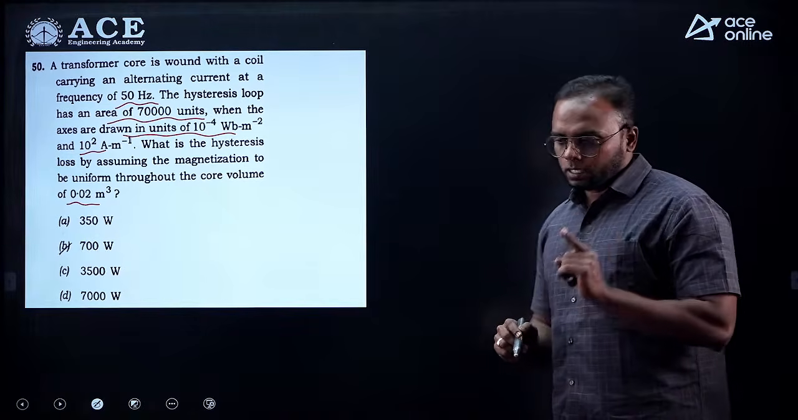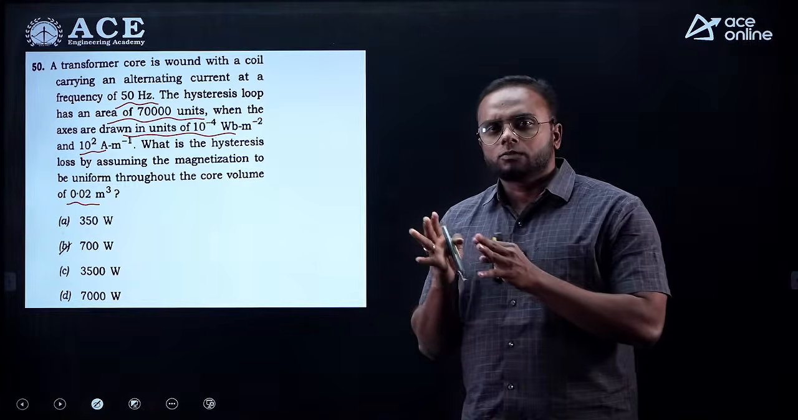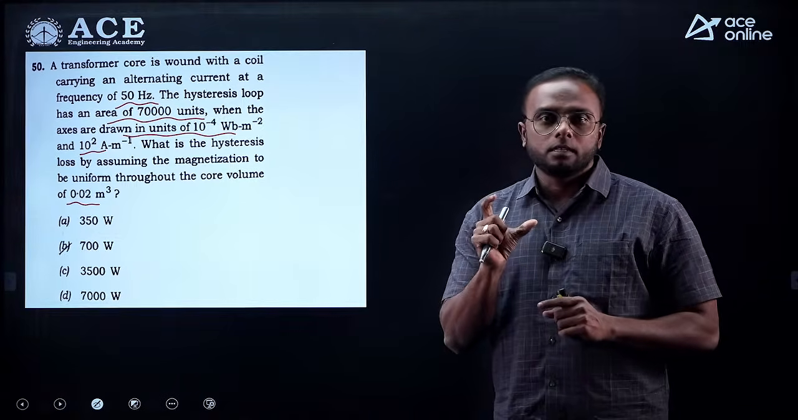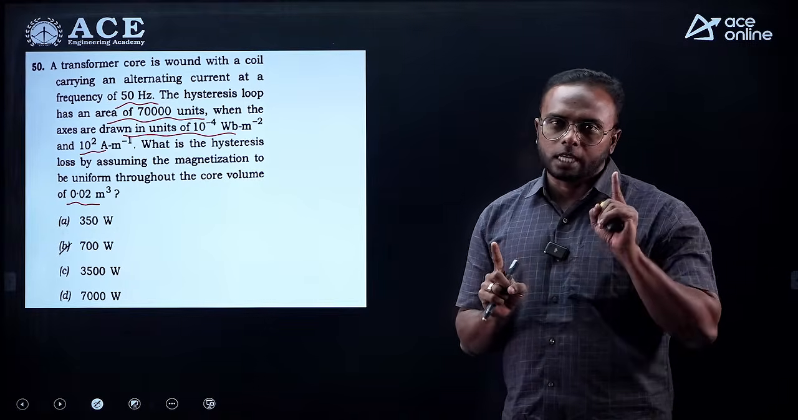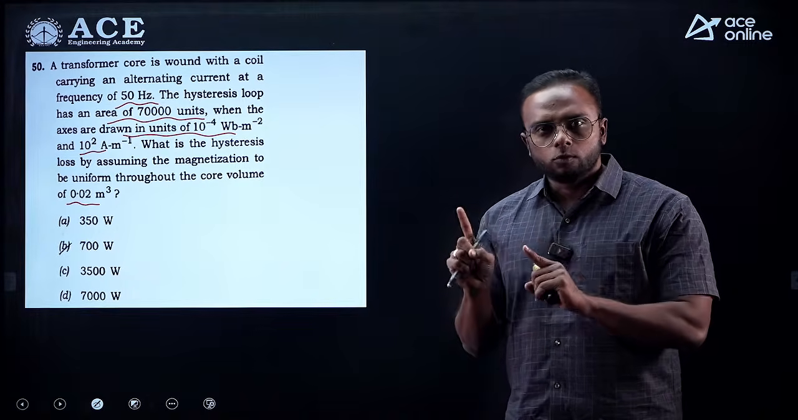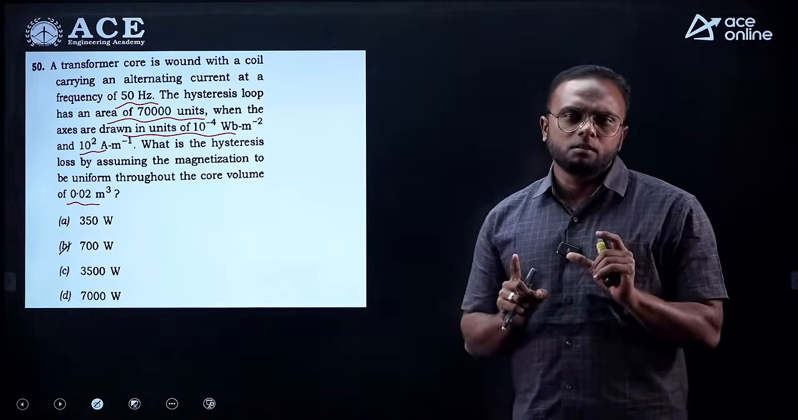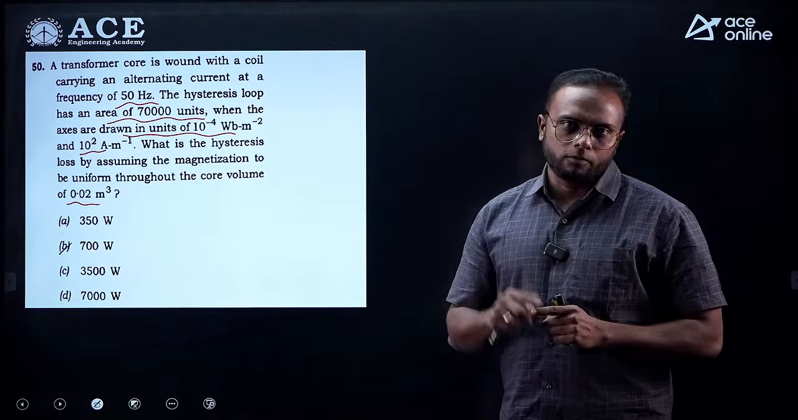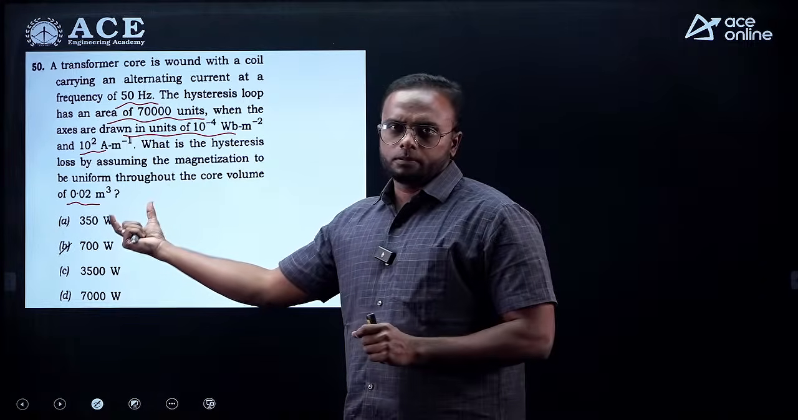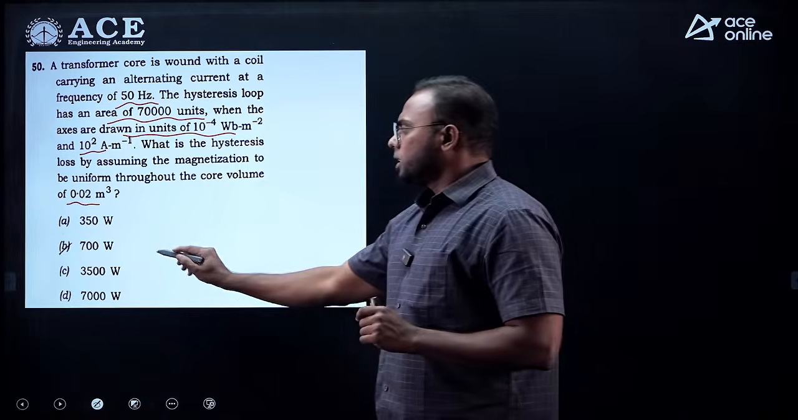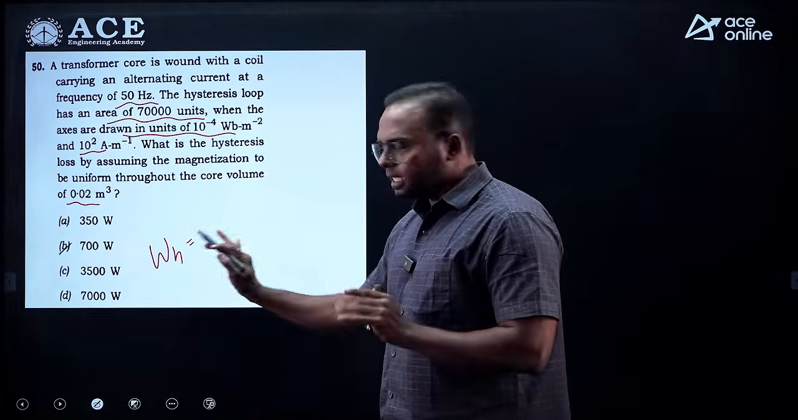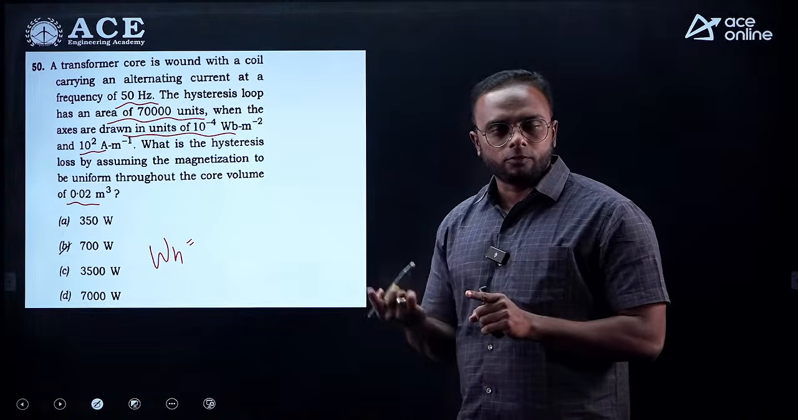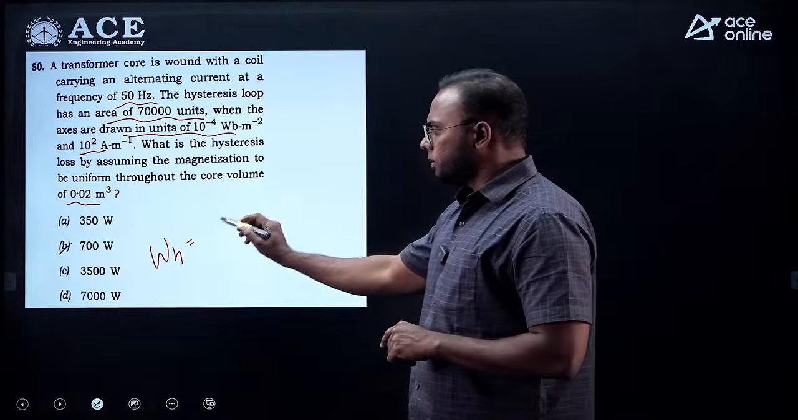So here, first thing you should know how to find hysteresis loss from the hysteresis loop. The BH loop or hysteresis loop area will always give hysteresis loss for one cycle per unit volume. Now if you want total hysteresis loss, you should multiply with supply frequency and also whatever the volume is given here. So the total hysteresis loss is the area of hysteresis loop multiplied with supply frequency and also total volume of that core.